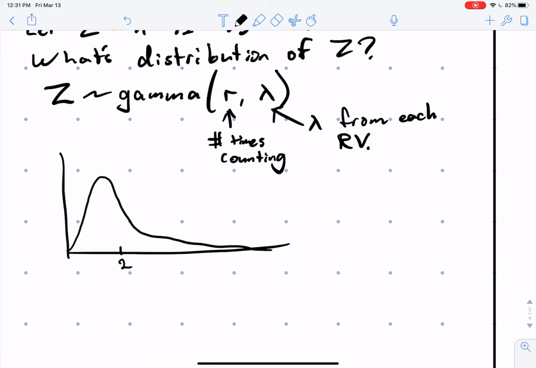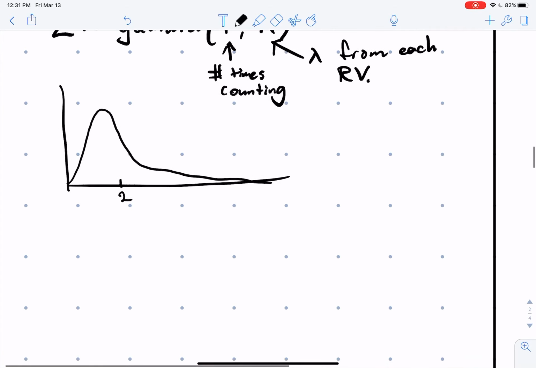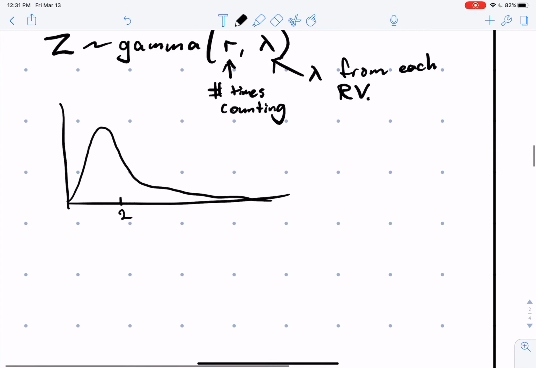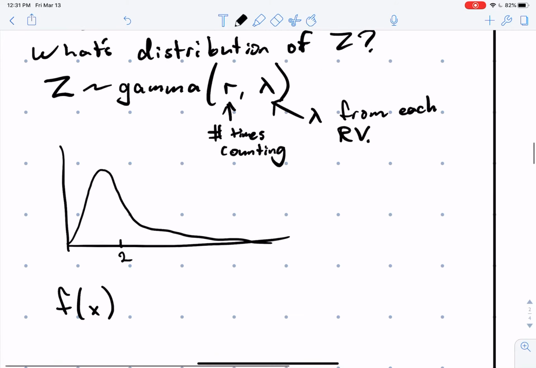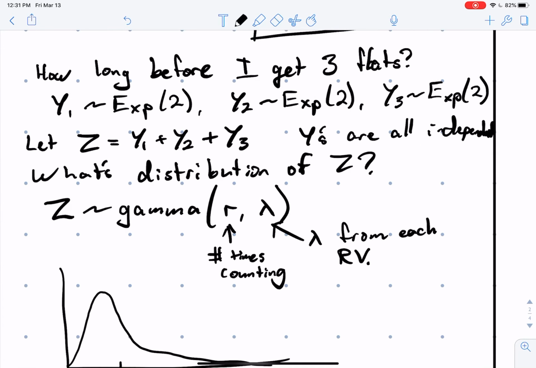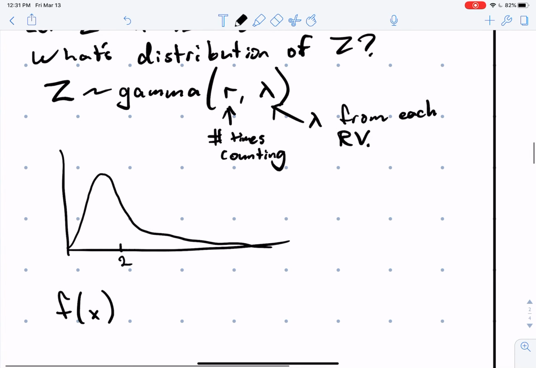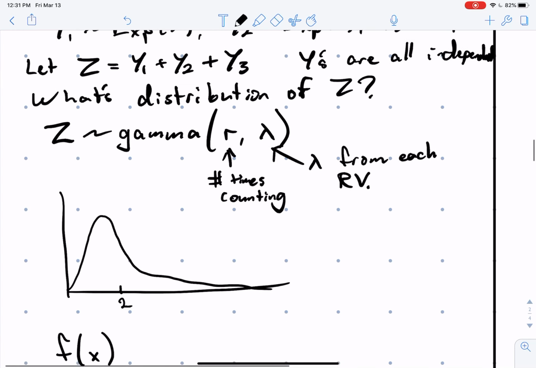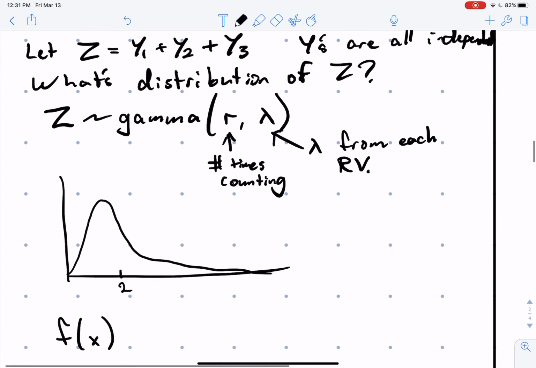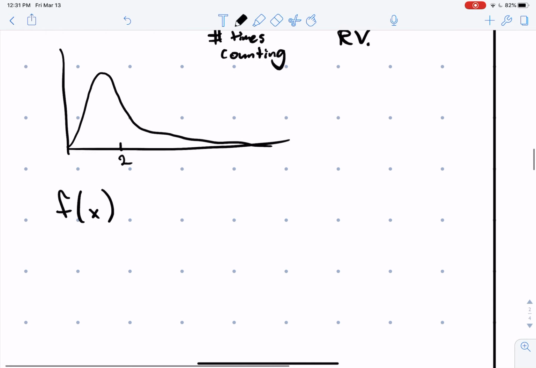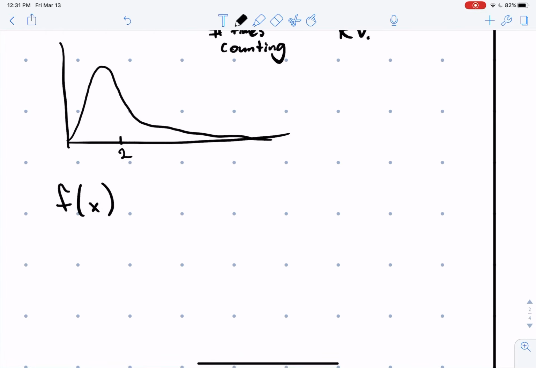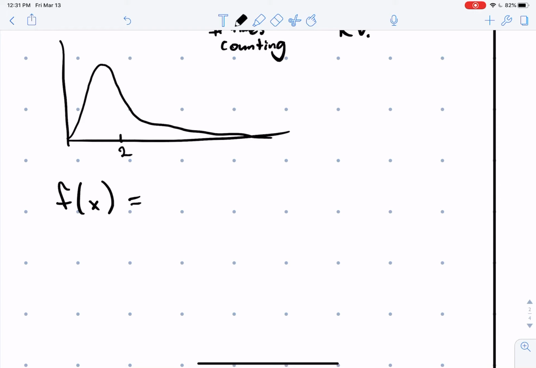So this has a real formal PDF, and I'll write that down here, although it's not so important that you need to know the PDF. F of x here. What's more important is that you know the meaning of a gamma is equal to the sum of independent exponentials with the same parameter.